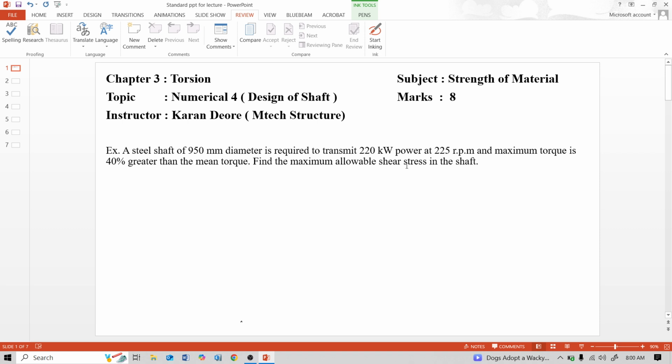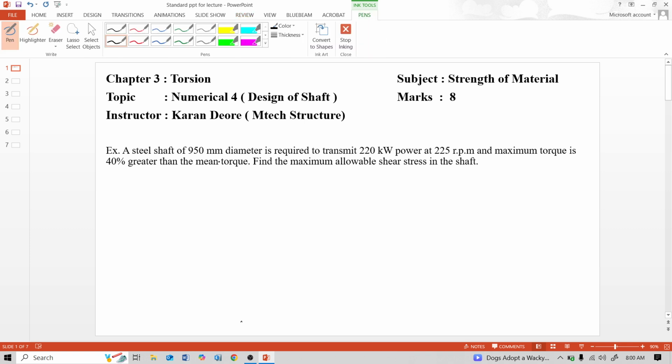So in this numerical, they have given us data. This is the shaft, the diameter of the shaft is 950 mm, power is 220 kW, and the number of revolutions per minute is 225. They also tell us the maximum torque T max is 40% greater than the mean torque. That means T max is equal to 1.4 into T mean, and we have to find the maximum allowable shear stress. We will see the steps for solving this numerical.